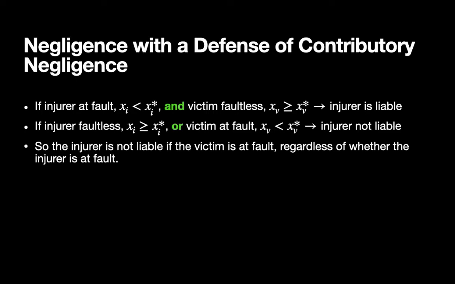The injurer has incentives to meet the legal standard because if he does, he escapes liability regardless of whether the victim is at fault. Once the injurer meets the legal standard, he will not be held liable regardless of whether the victim met the legal standard of precaution. This gives the victim incentives to take efficient precaution too. So negligence with a defense of contributory negligence creates incentives for bilateral precaution.